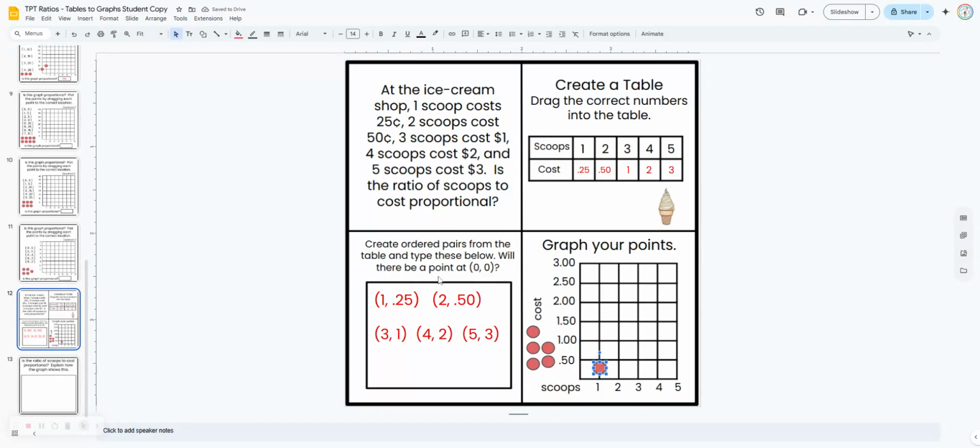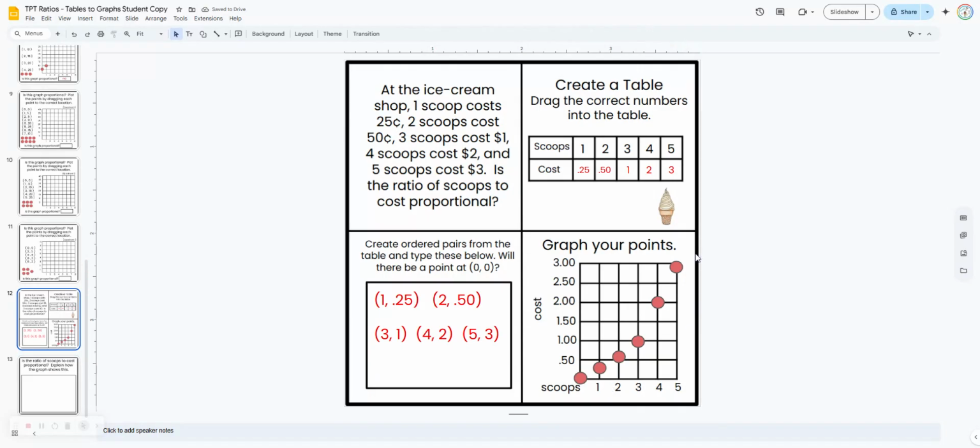And if you notice this, they asked a question, will there be a point at 0, 0? So you want students to think about this. If there are 0 scoops, is it going to be 0 cost? Well, yes, that makes sense. No scoops, no cost. So they want to make sure they place a point here at 0, 0. Then they've got 2, 50 cents, 3, $1, 4, $2, and 5 is $3.